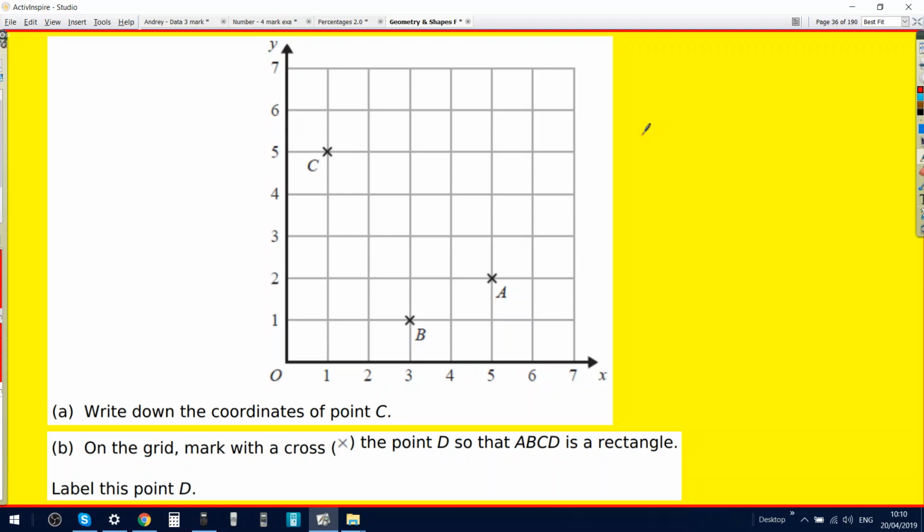Is it 3, 3.7? Yes. No, not 3.7. Is it 2.6? So from B to A is 2 right and 1 up. Okay, so 2, 1, 2, 1 up. So 3.6. Yeah, that's it. And so that's going to make the rectangle.